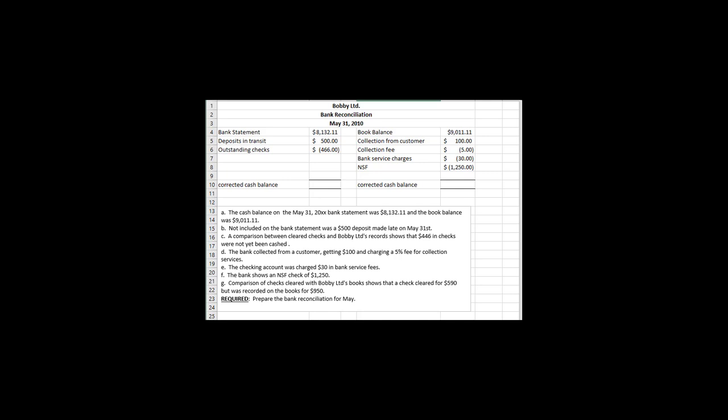G, we're comparing the checks that cleared, came out of the bank balance, with Bobby's books, showing that a check that cleared for $590, so the bank paid $590 on that check, but it was recorded by Bobby on the books for $950. So that's an error. And when you fix that error, will Bobby's cash go up or down? So the $950 is what was taken out of the books, but a smaller amount came out of the bank. So we're going to add that difference back.